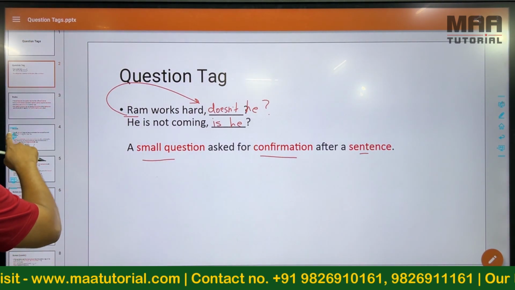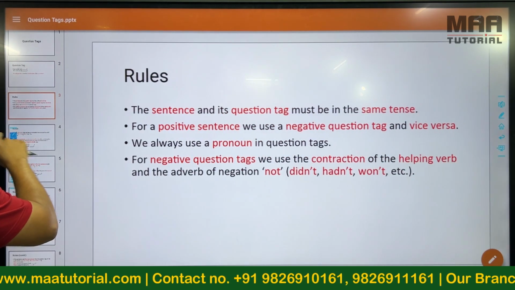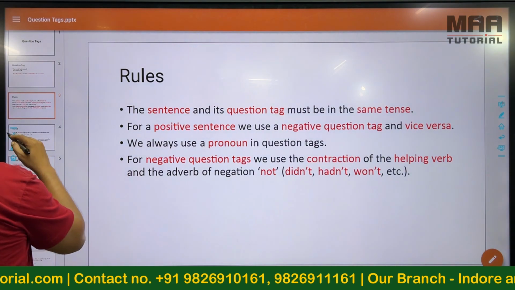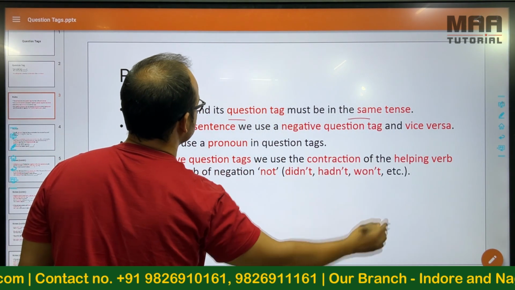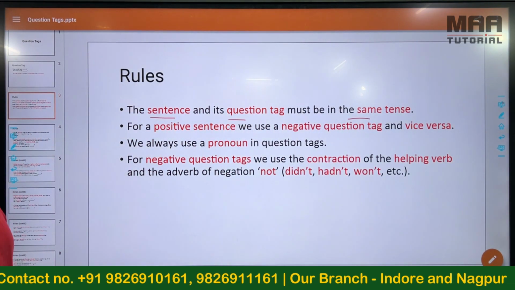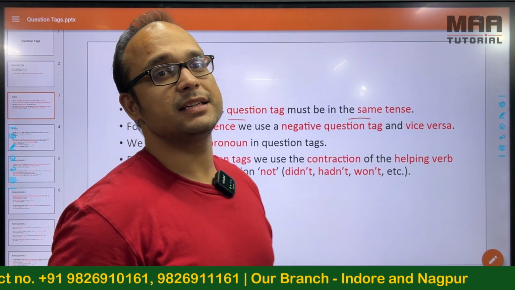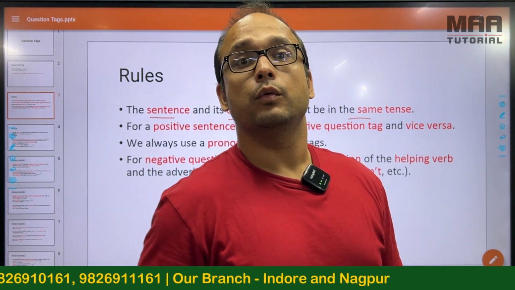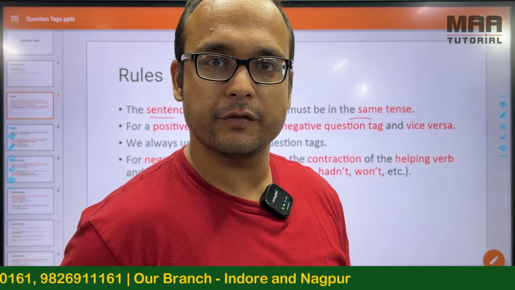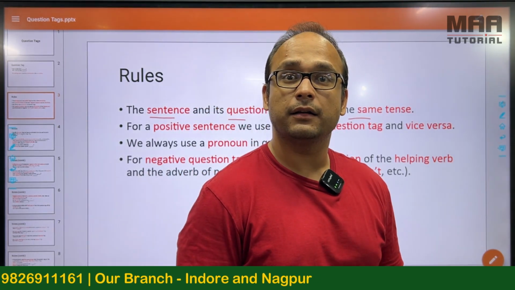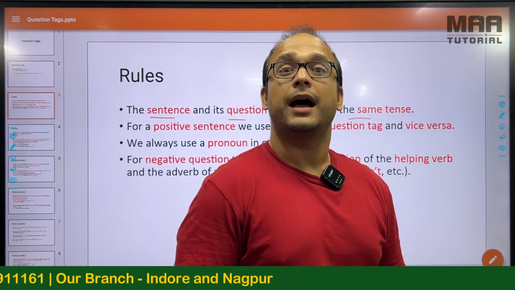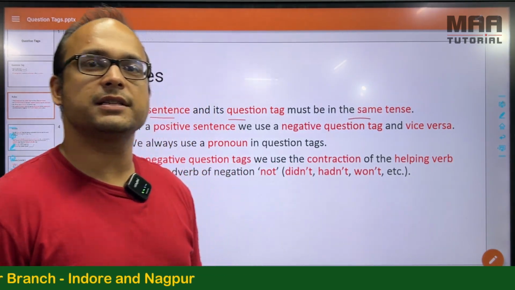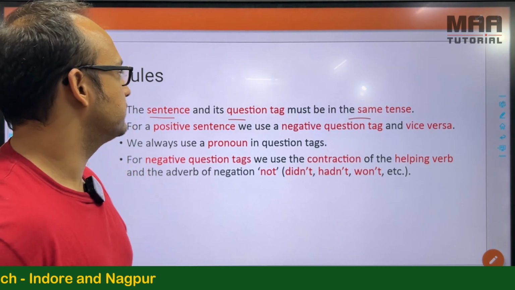Now there are some rules that we need to follow. Let's check them out. First of all, the sentence and its question tag must be in the same tense. So Ram works hard, simple present tense. Doesn't he? Also simple present tense. Ram will work hard, future tense. Won't he? Will he not? Also the future tense. Ram has worked hard, present perfect tense. Hasn't he? Also the present perfect tense. So the question tag must be of the same tense as the main sentence.